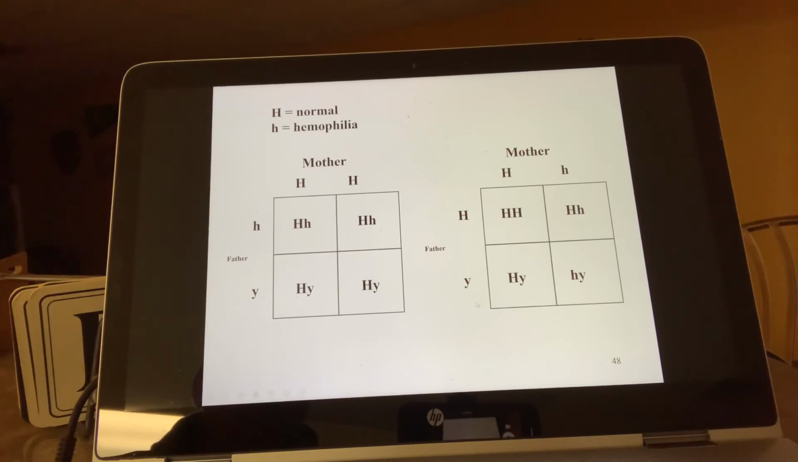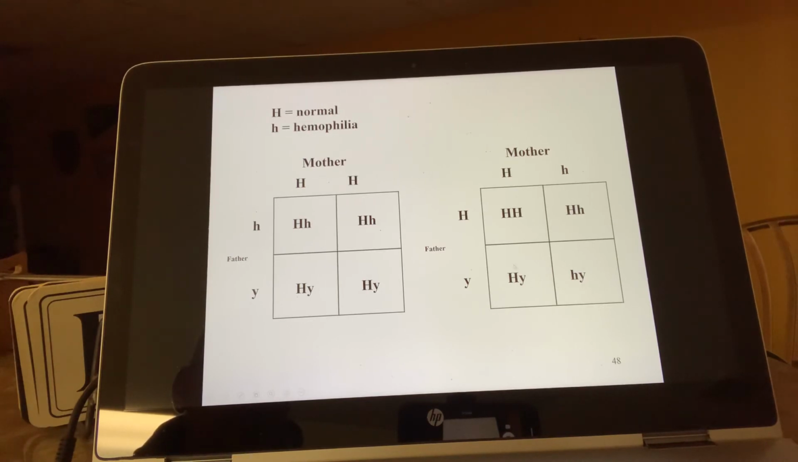The father is normal. He has a big H and then his Y chromosome, which does not have a corresponding allele. Fill out the boxes, and what you see is, this is their daughters, these are their sons. Of their daughters, none of them will be hemophiliacs, but half of their daughters will be normal. The other half will be carriers like the mother. Those are their daughters.